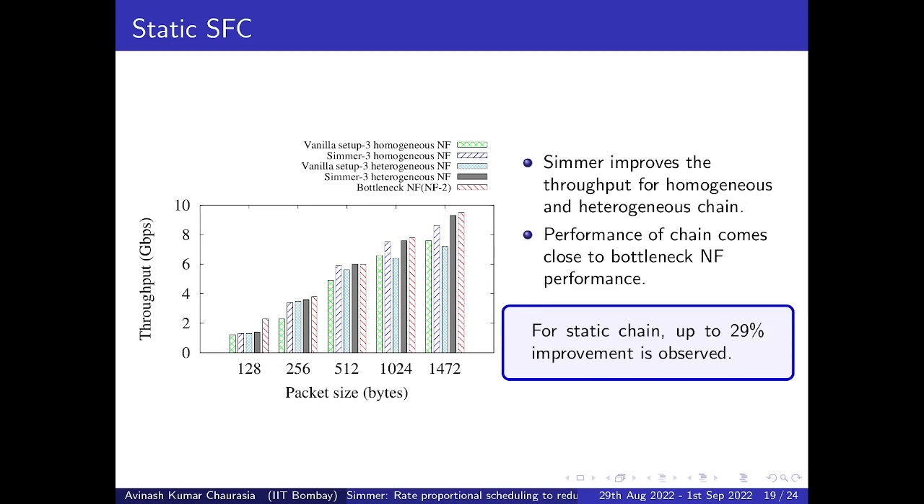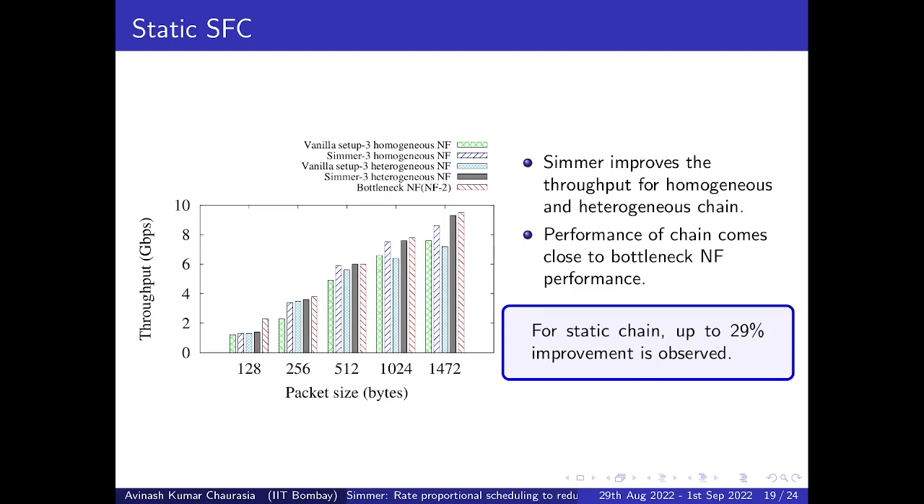Next, we measure the performance improvement in terms of throughput. To measure this, we created two types of chains, static chain and dynamic chain. In a static chain, the packet flow is fixed and all packets follow the same path, whereas in a dynamic chain, the packet flow is based on a table.